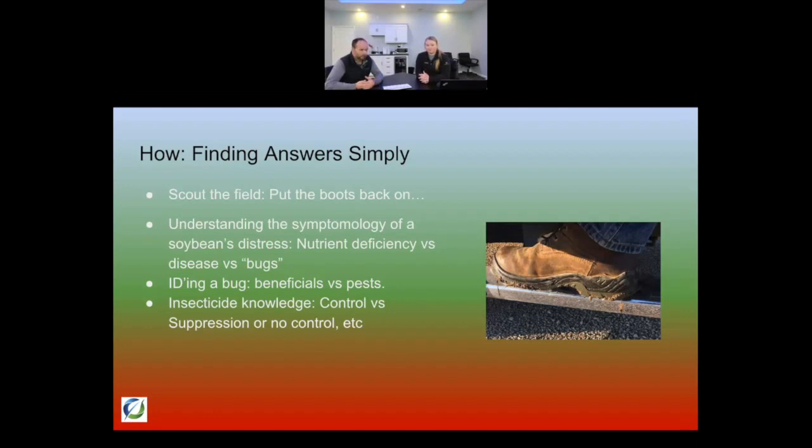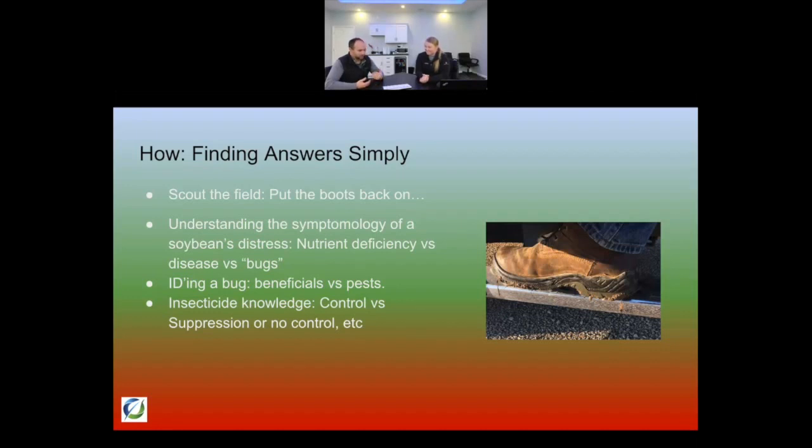Do good control, right? Absolutely. Insecticide knowledge. This one really is a Pandora's box of many, many different things. I started reading through these labels and I was taking notes and I thought, sure, there's a way to simplify this.